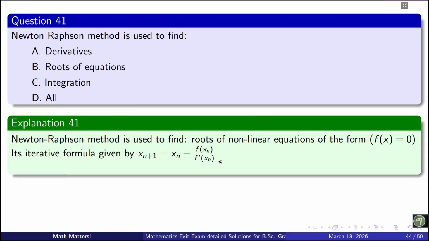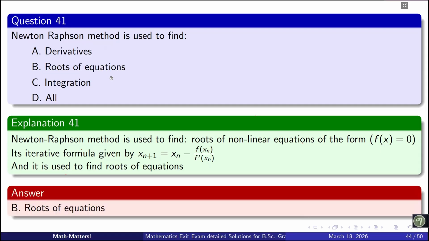So the iterative method, that is the Newton-Raphson method, uses the derivative of the given function at the approximate value, but it doesn't find the derivative of the given function. The objective of the method is just to find roots of an equation. Therefore, the answer for this one is B, which is roots of equation.